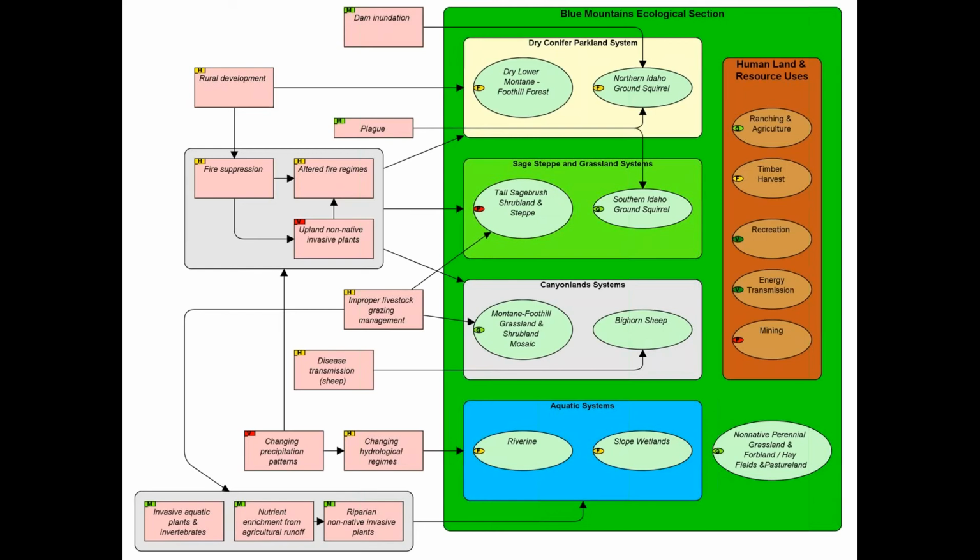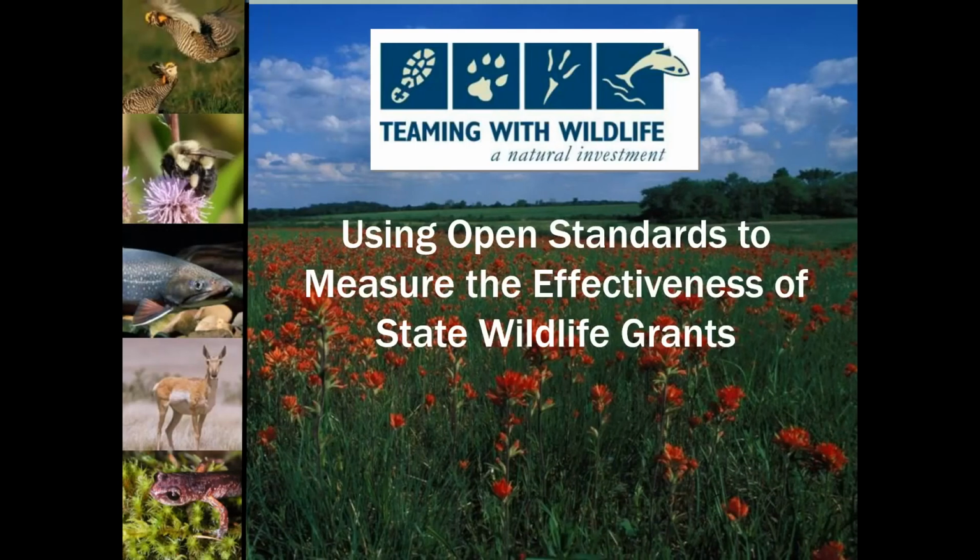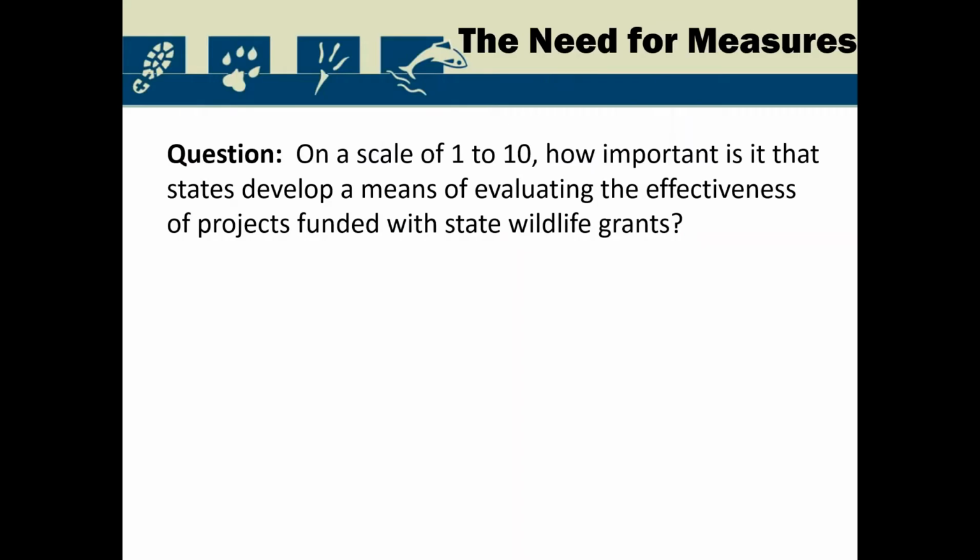So we're using these open standards to get a systems approach to doing conservation in Idaho. The last example I want to show you is looking at some of the performance indicators and using the open standards to come up with standard measures of how work is doing. In this case, some of you might be familiar with the State Wildlife Grants Program. It's a program that allocates a fair amount of money to all 56 states and territories to do conservation work.